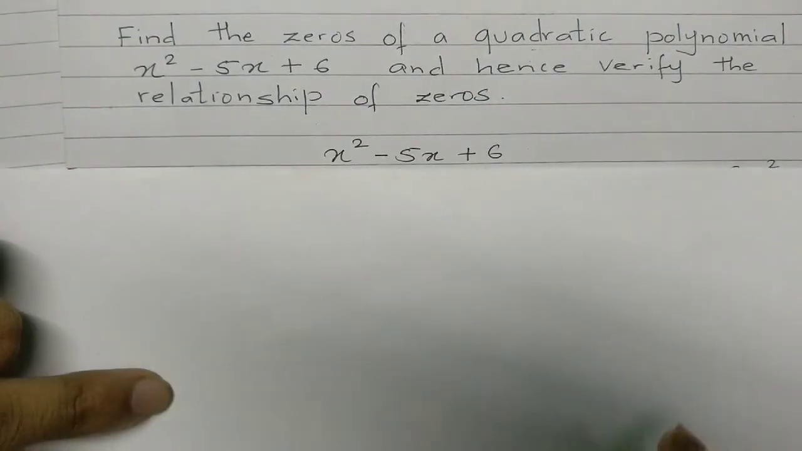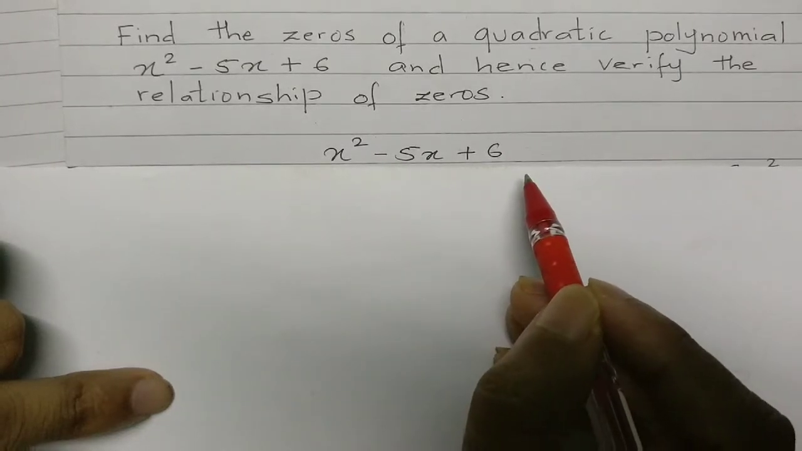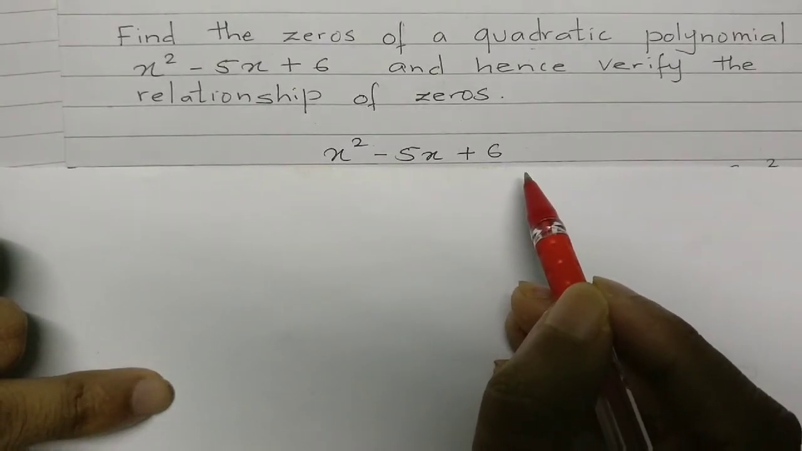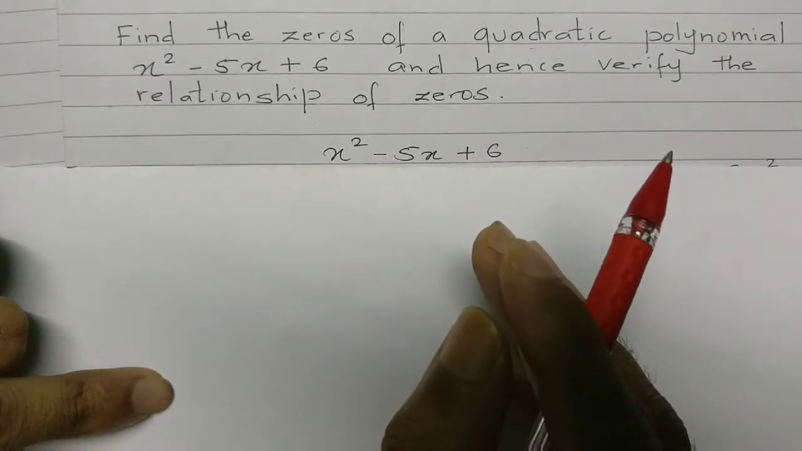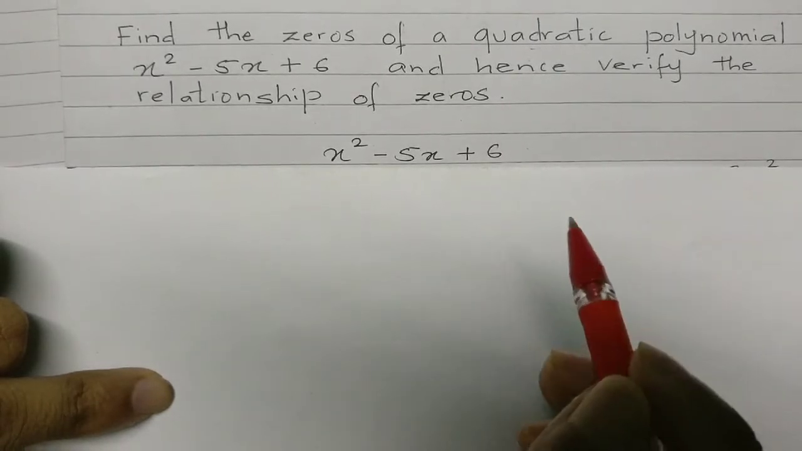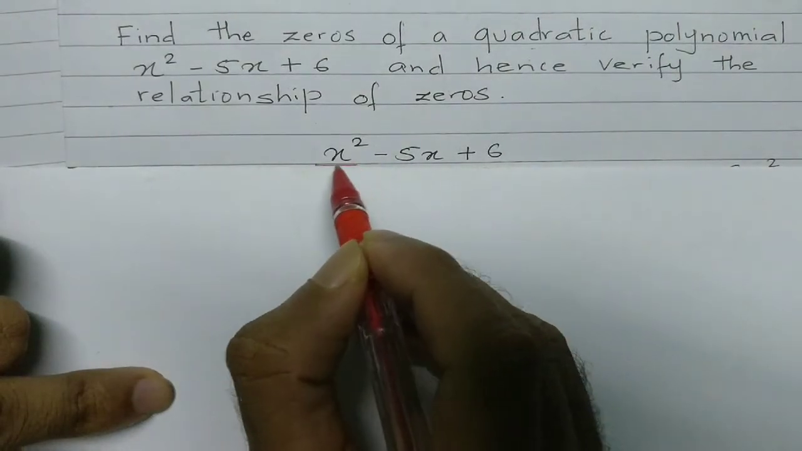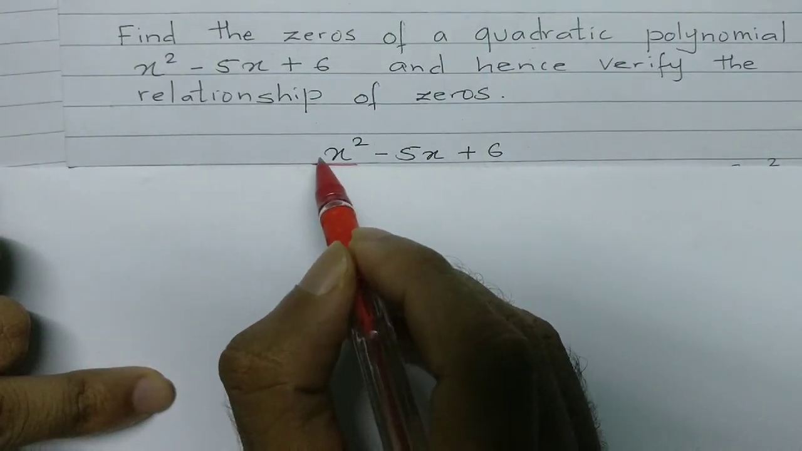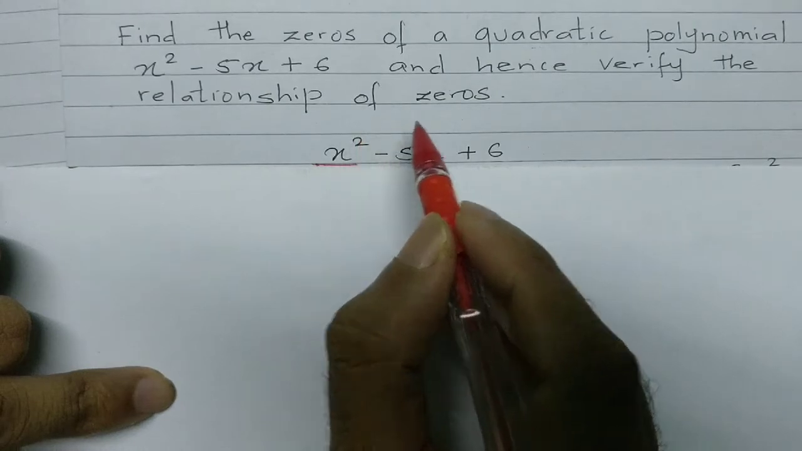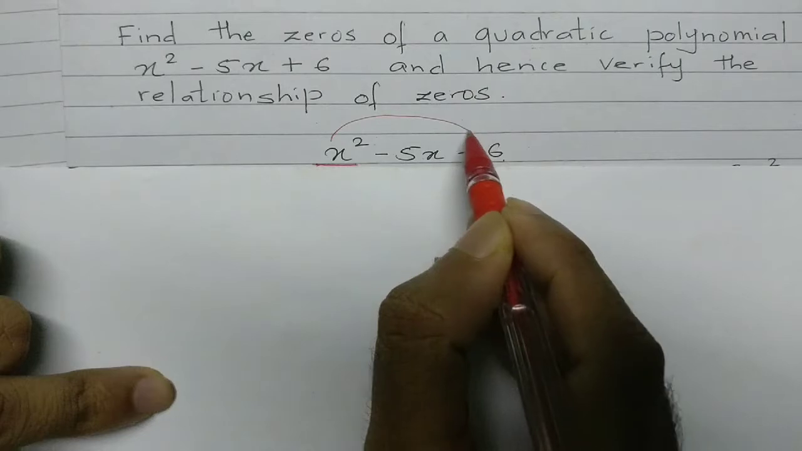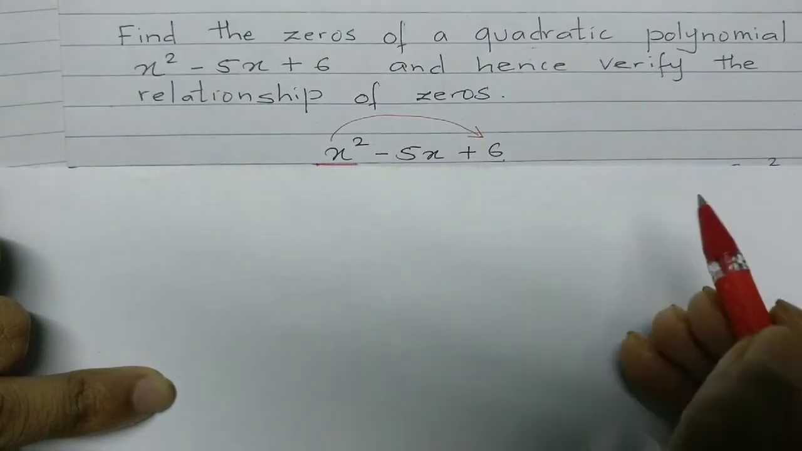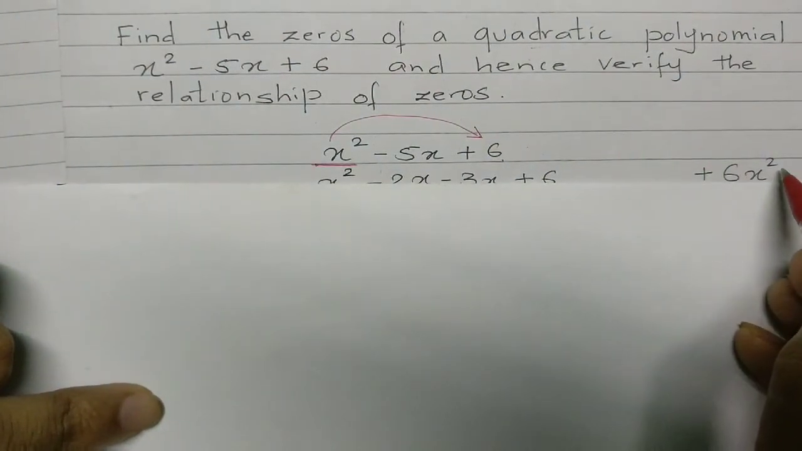Now, this is my question. I've written it once again, and I'm sure in the 9th standard you have studied something called splitting of the middle term, and that is what we are going to do right now. If you have forgotten it, then please pay attention. So what we do is we take this term, that is 1x square, and multiply it with the last term over here, which is plus 6. So if I multiply this, this would become 6x square.